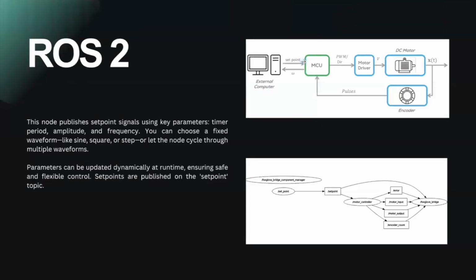So it's time to look at our software architecture, and you can see an image on the right part of this presentation. We can look at the setpoint node that publishes setpoint signals, and we can choose from a variety of waveforms. We have options like sine, square, step, and other forms of signals. We can update dynamically at runtime these different parameters of the signals. And all those signals are published on the setpoint topic.